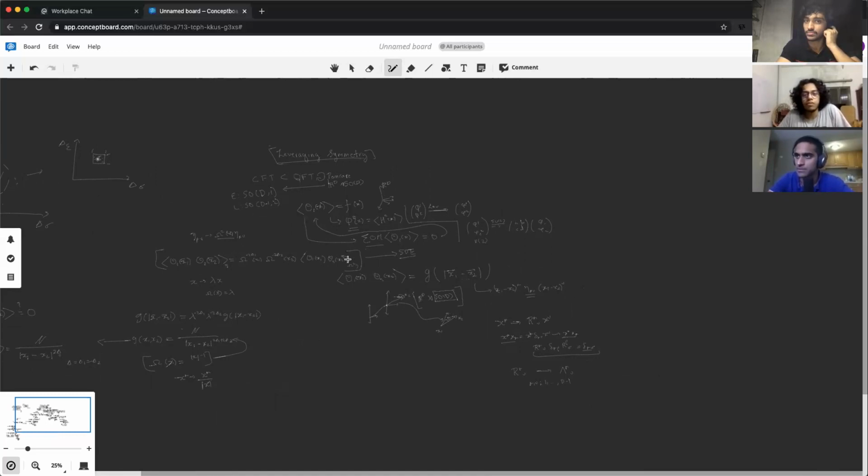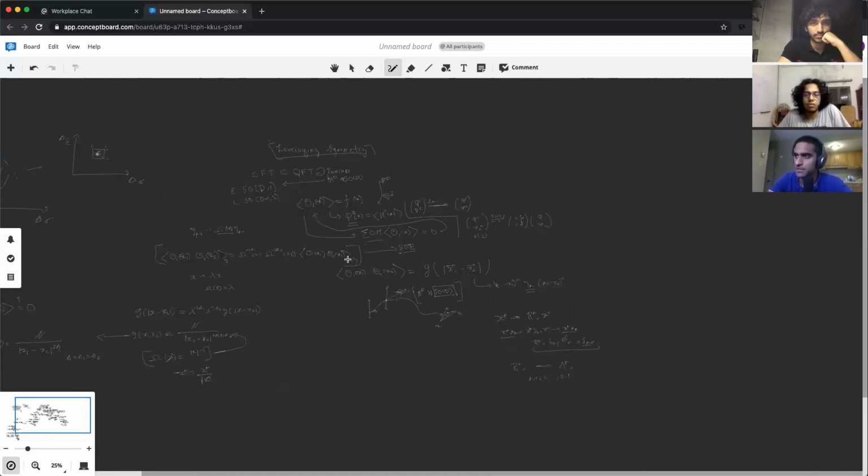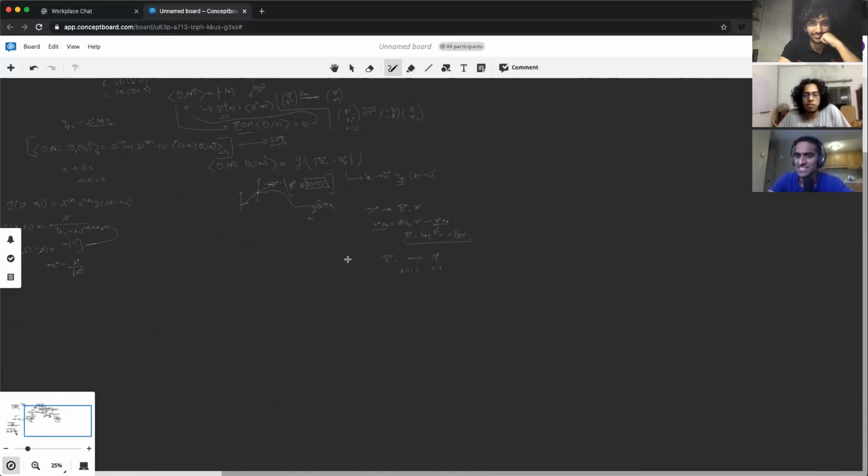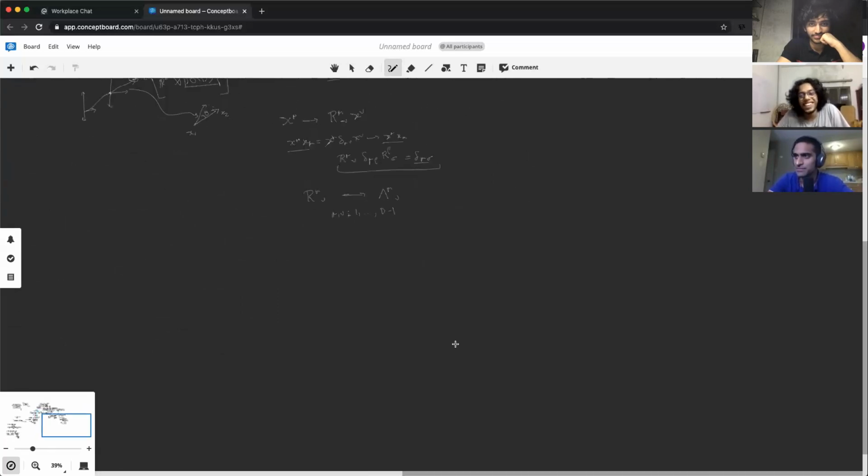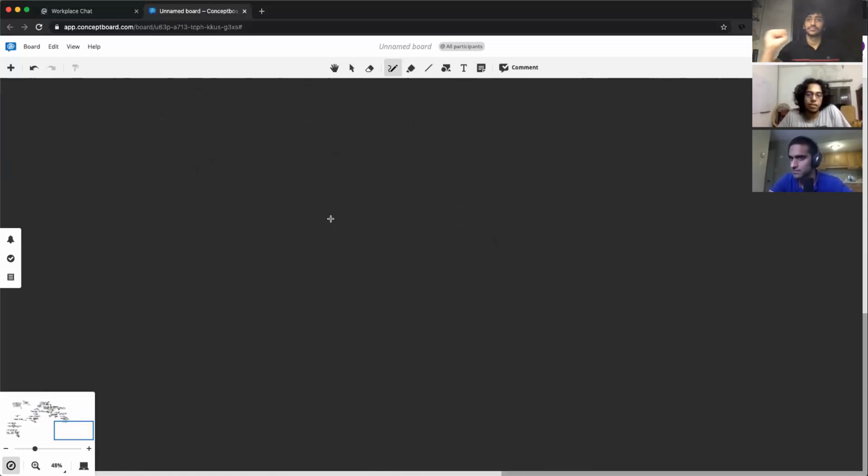So Bootstrap is very powerful, but we'll go back to something simple for now. We'll talk about simpler conformal field theories, for which we have other methods to compute things. So your favorite method is maybe perturbation theory. Yeah. All of your quantum theory textbooks will teach you how to do that.